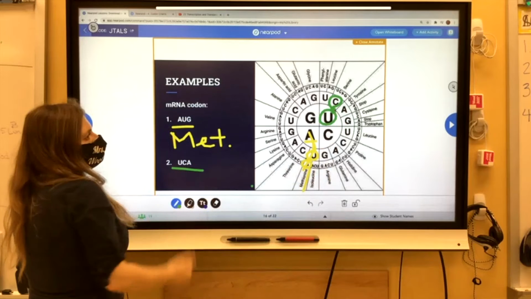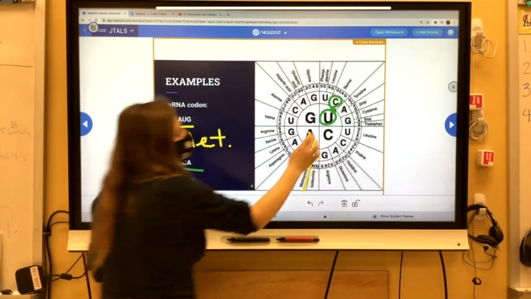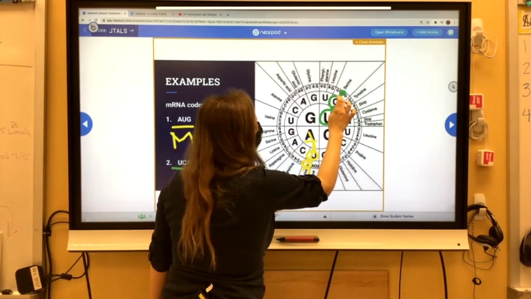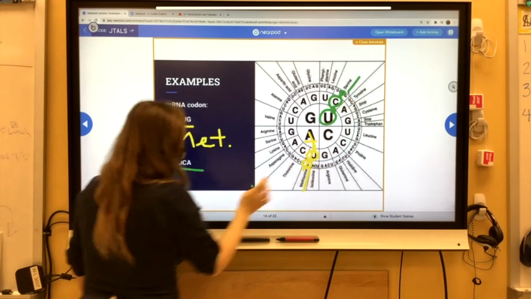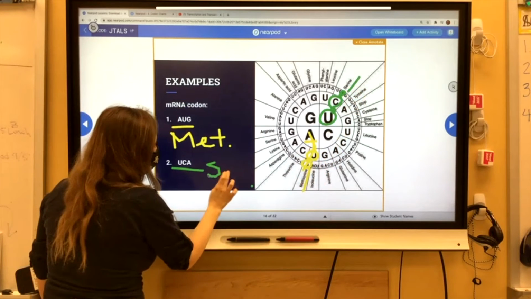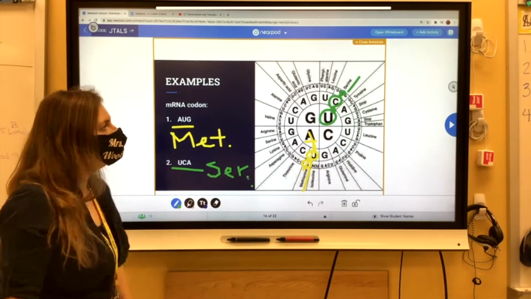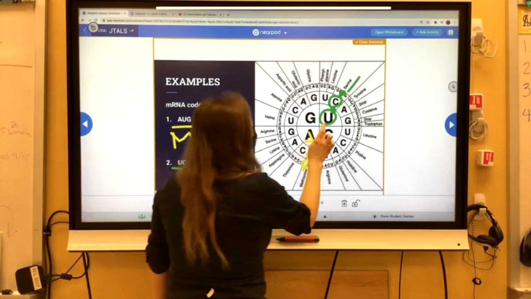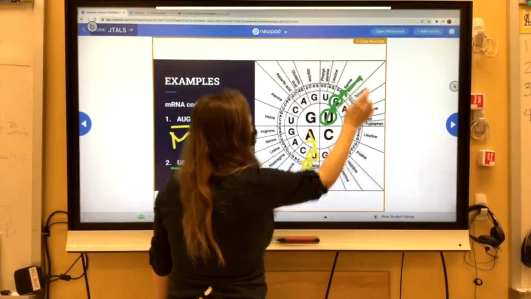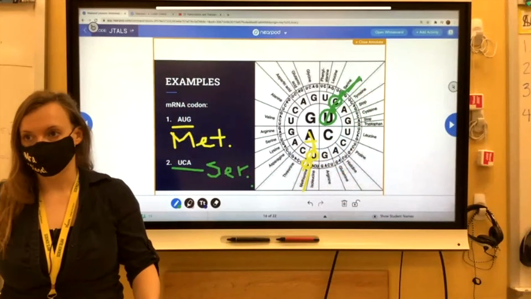And then my last letter is A. So I'm going to move all the way out to this last ring. And my answer is serine. I'm just abbreviating for space and time. But as you can see, I found a path out of the center to get my answer.